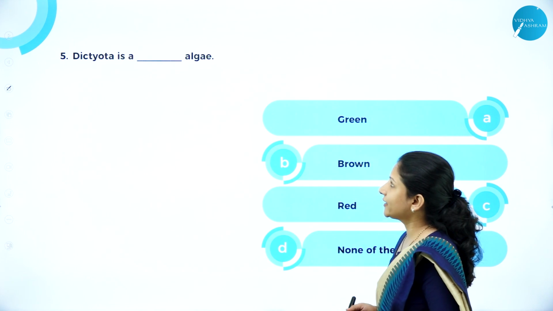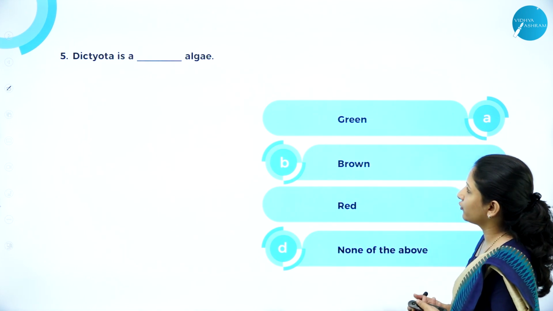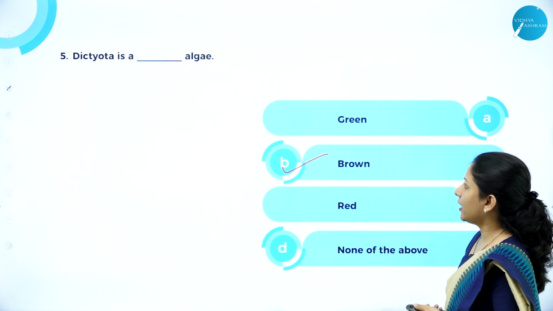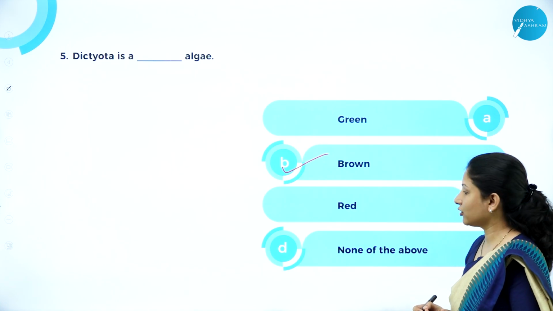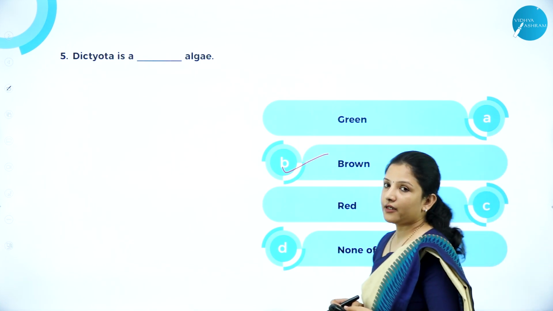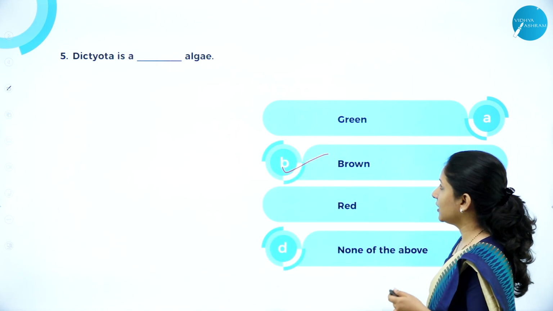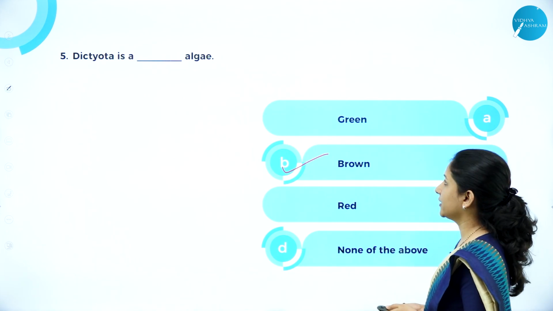Next, Dictyota. Dictyota is a dash algae. Is it green, brown, red? None of the above. So Dictyota is a brown algae. Among green algae we have Chlorella, Ulothrix, Spirogyra, Volvox and all that. Red algae we have Gracilaria, Gelidium, all that comes under red algae. So therefore the answer here is Dictyota is a brown algae.